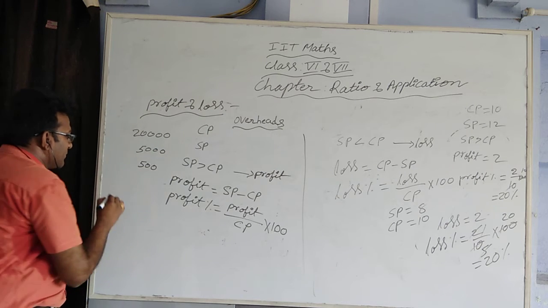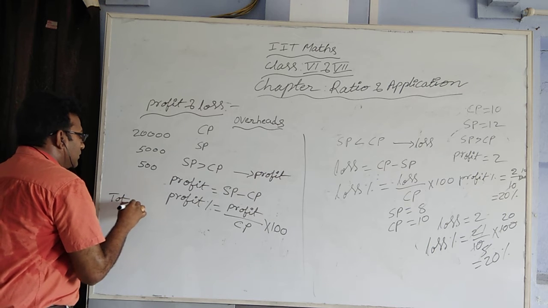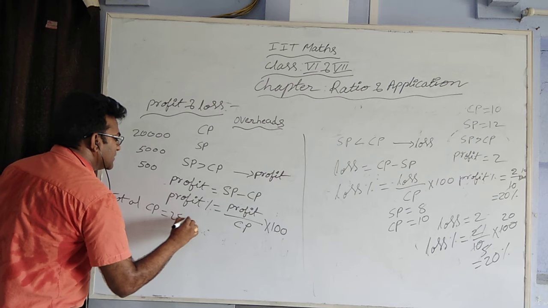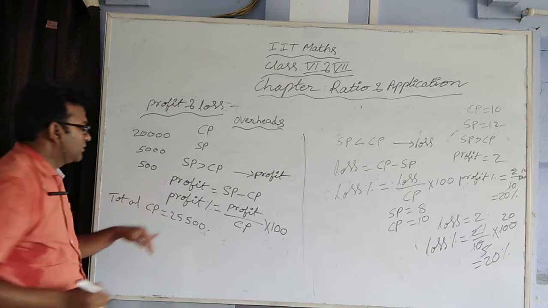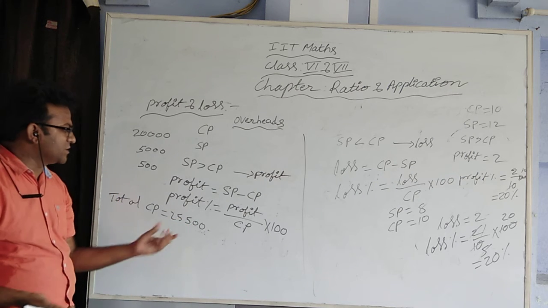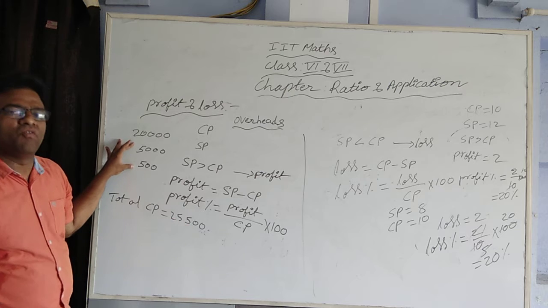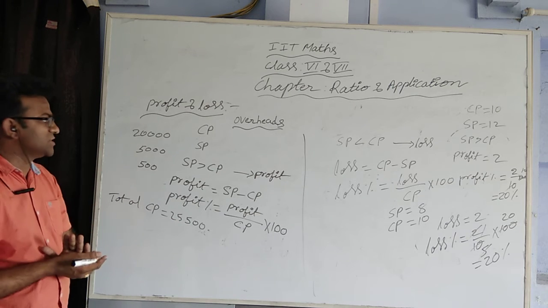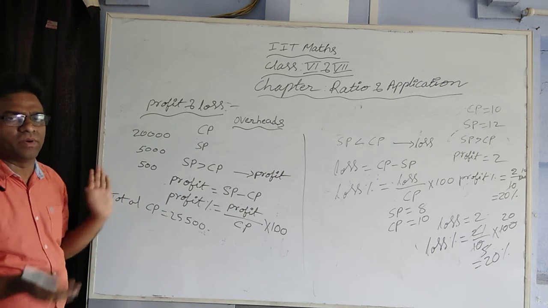Then total CP how much? Then total CP is equal to 25,500. This 5,500 is overheads. We call these overheads. So this is the most important point you have to remember.